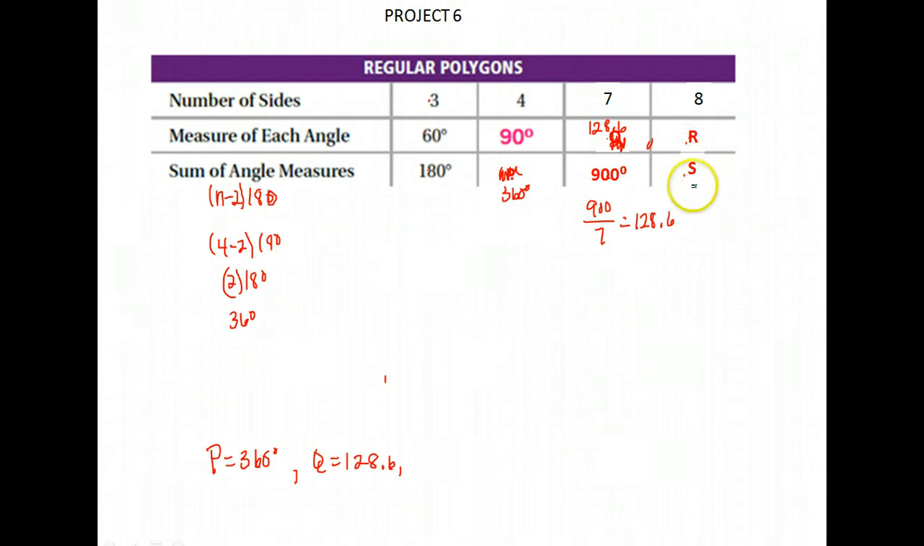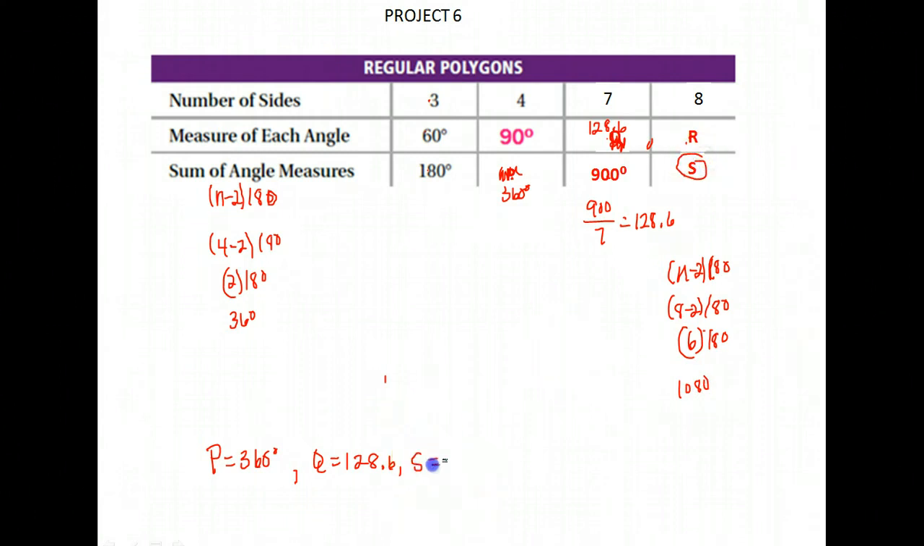Find the sum first. Okay, so again, to find the sum, you use the n minus 2 times 180, where n is your number of sides. This is an 8-sided figure, so I'd go 8 minus 2 is 6, and 6 times 180 is 1080. So my S here is 1080 in my chart.